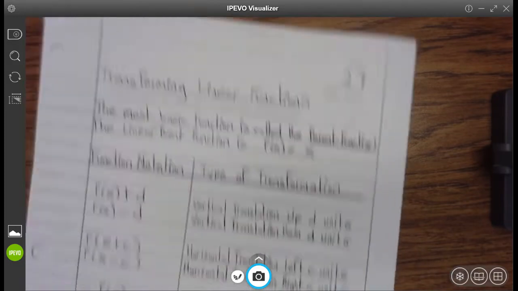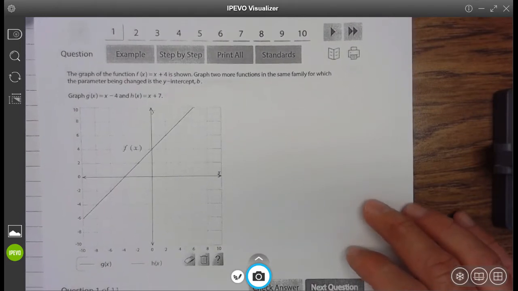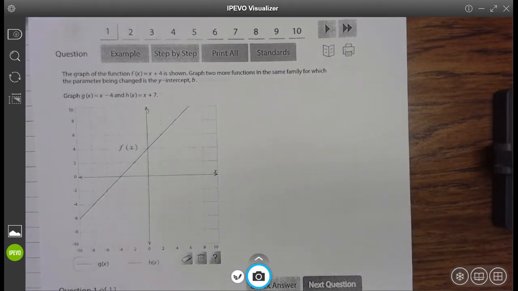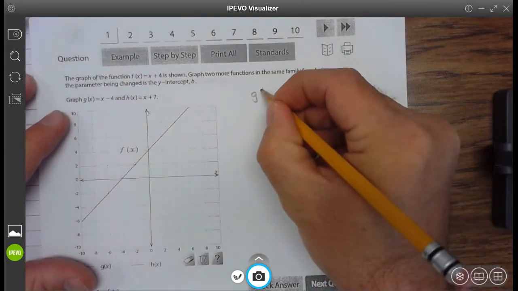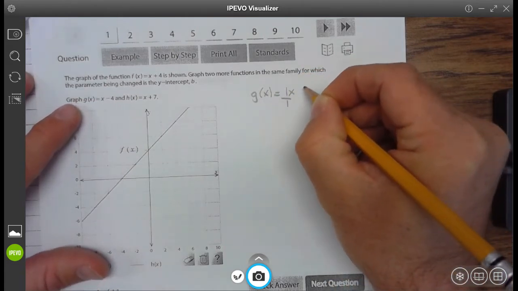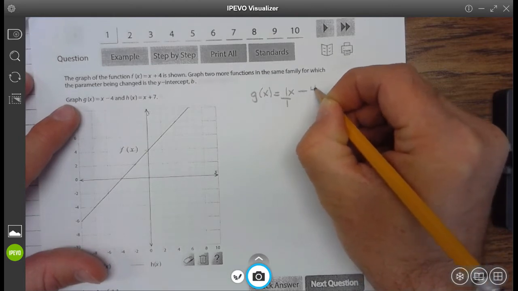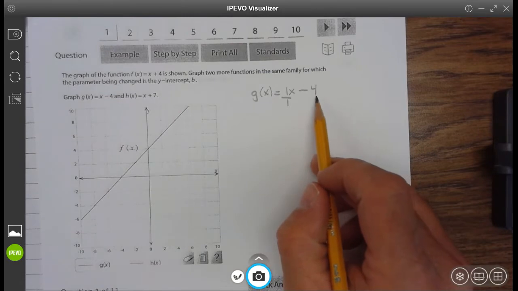All right, let's take a look at the first example. The graph of the function f of x equals x plus 4 is shown. Graph two functions in the same family for which the parameter being changed is the y-intercept b. So you have g of x equals x minus 4. All right, so to graph this, we start at 0, negative 4.